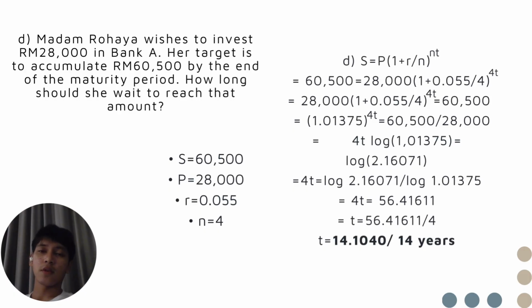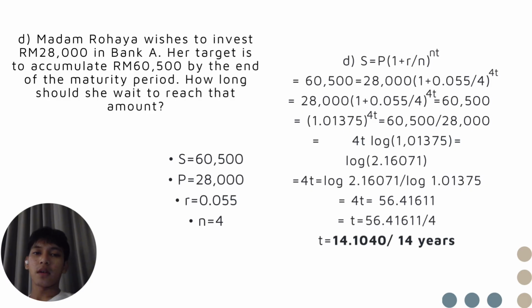For question D, Madam Rohaya wishes to invest 28,000 ringgit in Bank A. Her target is to accumulate 60,500 ringgit by the end of the maturity period. How long should she wait to reach that amount? So S equals 60,500 ringgit, P equals 28,000, R equals 0.055, N equals 4.